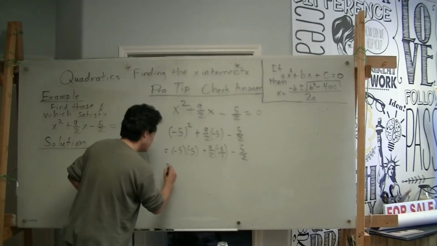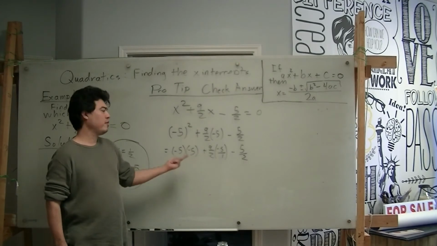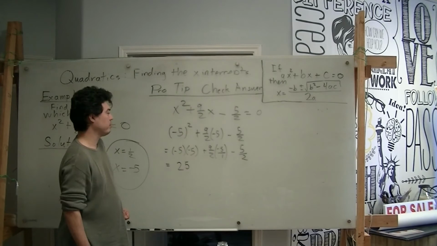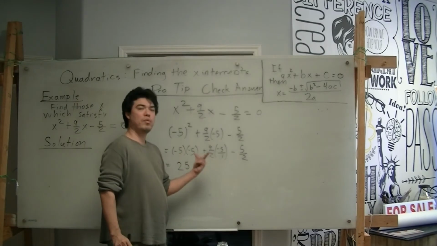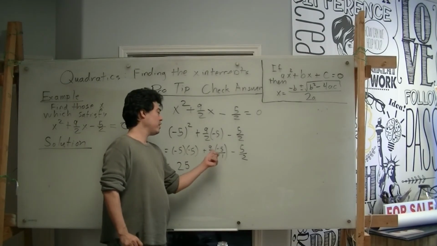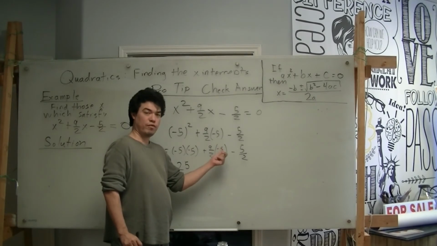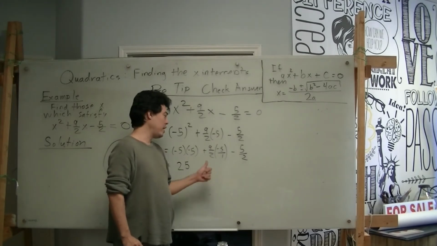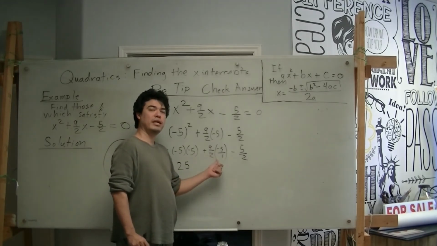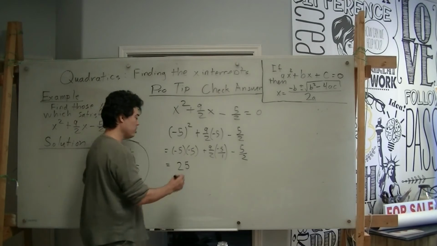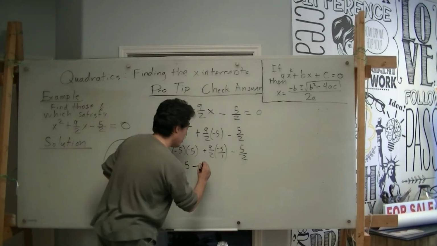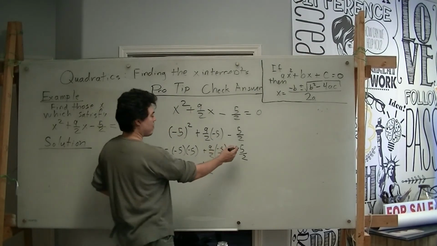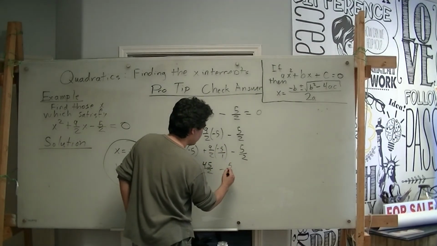Well, let's begin. Negative 5 times negative 5 is 25. Positive 25. Because a negative times a negative is a positive. Now here, when we multiply these fractions, it's going to be 9 times negative 5, which is going to be negative 45, divided by 2 times 1, which is going to be 2. And we're adding it, so we're going to get a plus, minus, and that becomes a minus. So it's going to be minus 45 over 2. Finally, we're going to get the minus 5/2 over here. Minus 5/2.